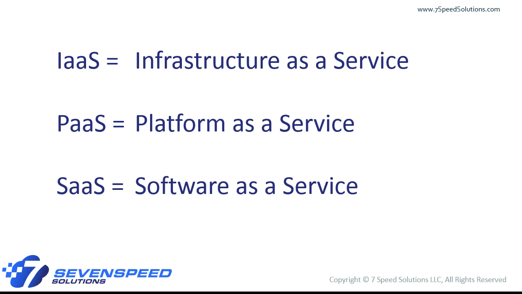Platform as a Service, the computing platform, the OS, and associated services are delivered as a service by the provider. And then finally, SaaS, or Software as a Service. In this case, the applications are delivered over the internet by the provider. This was previously called an application service provider.